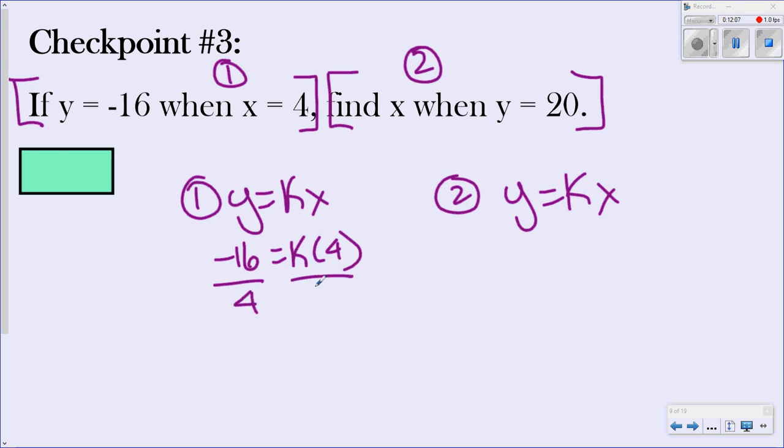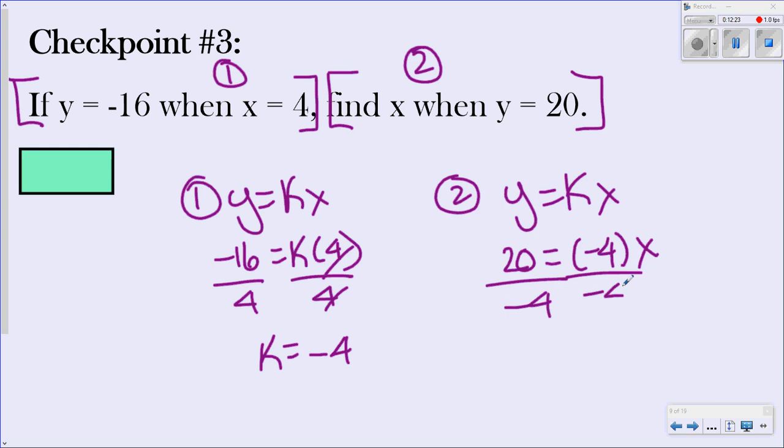Divide by 4. I got a negative number going on here, so it's going to be a negative answer. And then my y is 20 that they gave me. I found my k, which is negative 4, and now I need to find x. And I divide. That's going to give me negative 5.